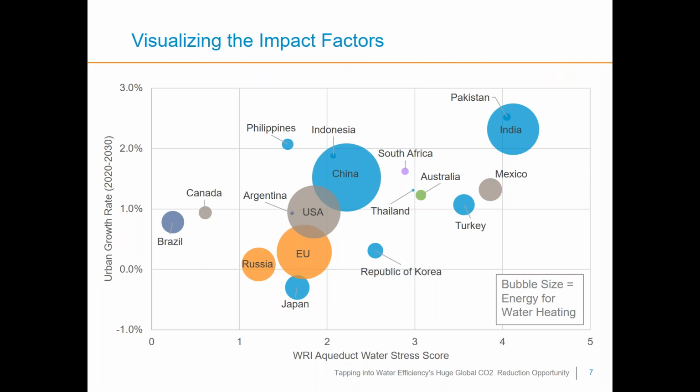Based on the impact factors, the countries or regions in the upper right would be the ones where water efficiency policies would have the largest impact. And no surprise there, India and Pakistan are in the top corner, along with Mexico, Turkey, and some other more arid countries. And the biggest water users or hot water users, as you can see, correlate with population as well as climate or geography. So China, USA, and EU are there in the middle with the largest circles.